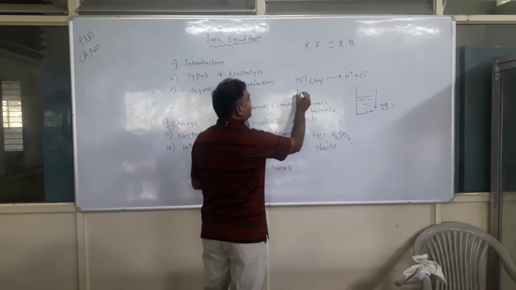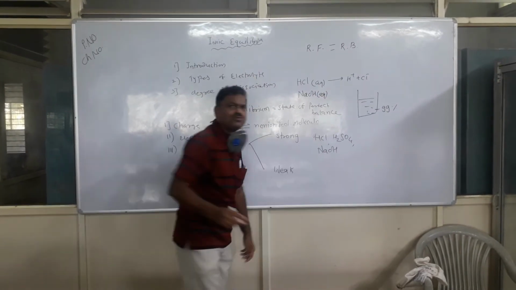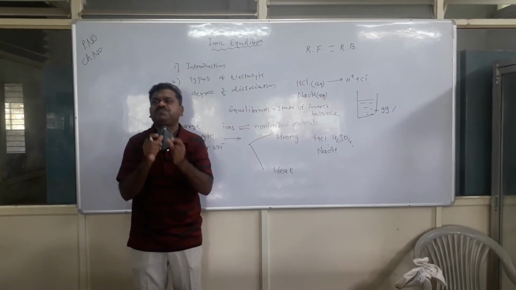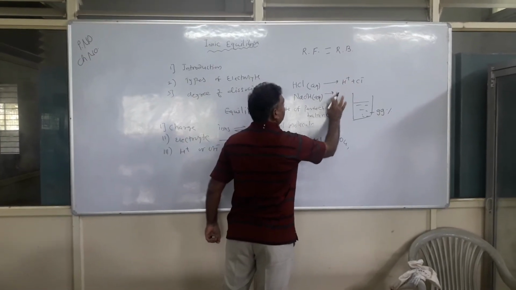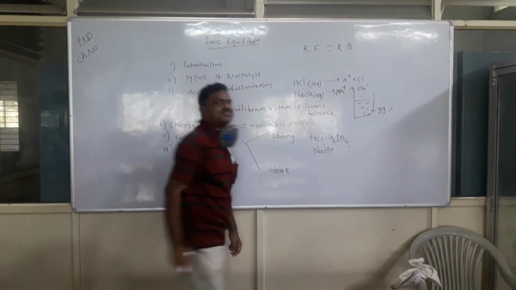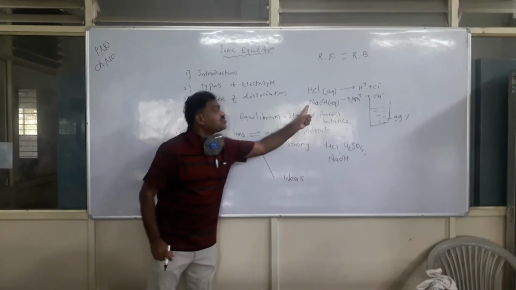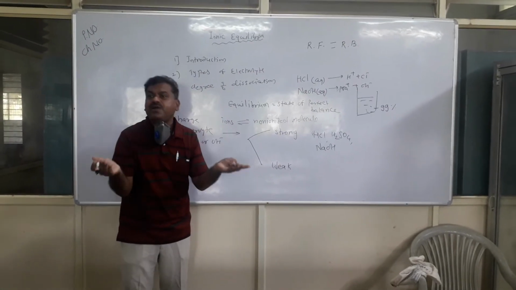Another example is sodium hydroxide in aqueous form. Aqueous is nothing but prepared in water. Therefore, it gives sodium ions and hydroxyl ions. These are strong electrolytes which dissociate completely, which ionize completely.